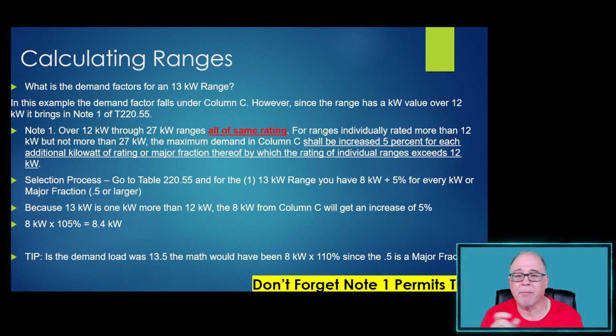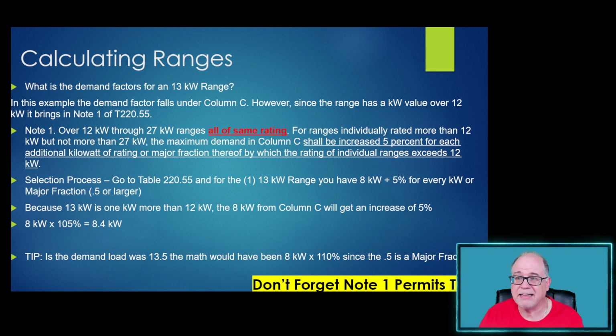It's pretty simple. Remember, we're still going to use the base that's in the table, in column C, 8 kW for one range. That doesn't change. But we only have to increase that value by a percentage of what? 5% for every kW that it exceeds 12, okay? Remember that first exercise we did when we started this lesson? I had a 9 kW range, but the demand load was still 8 kW. Even if it was a 12 kW range, the demand load was 8 kW. Note 1 is telling us how to increase that value in increments of 5% for every kW or major fraction that exceeds 12.